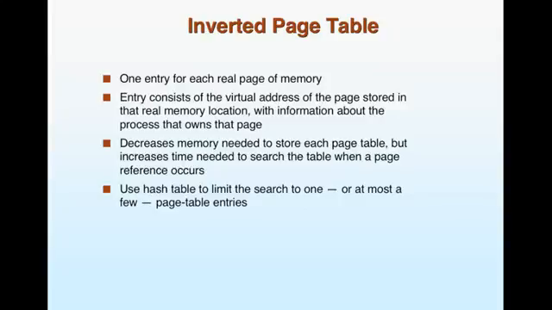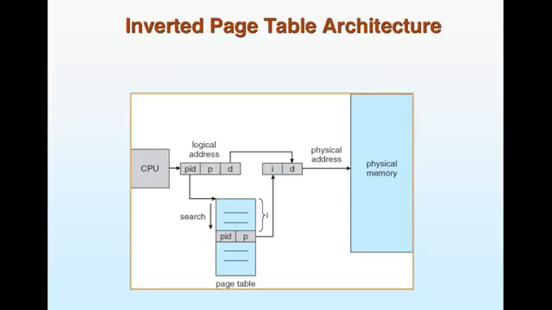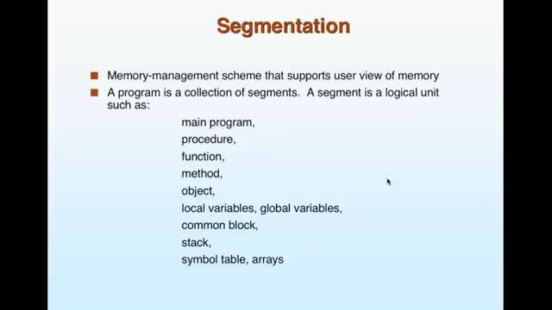So it uses a hash table to limit the search to one or at most a few page table entries. And here's the sample implementation of the inverted page table, storing a little bit less information. It goes through, finds the logical address, does a little search. After the search, it comes back and populates it with the physical address. So it can fill in the pieces.